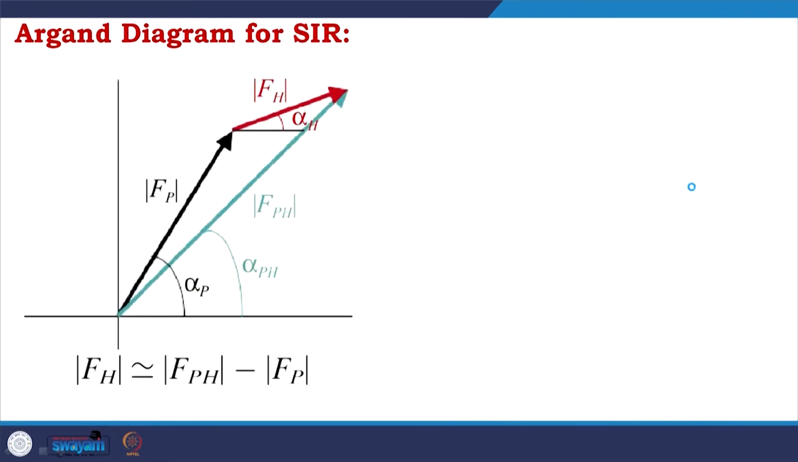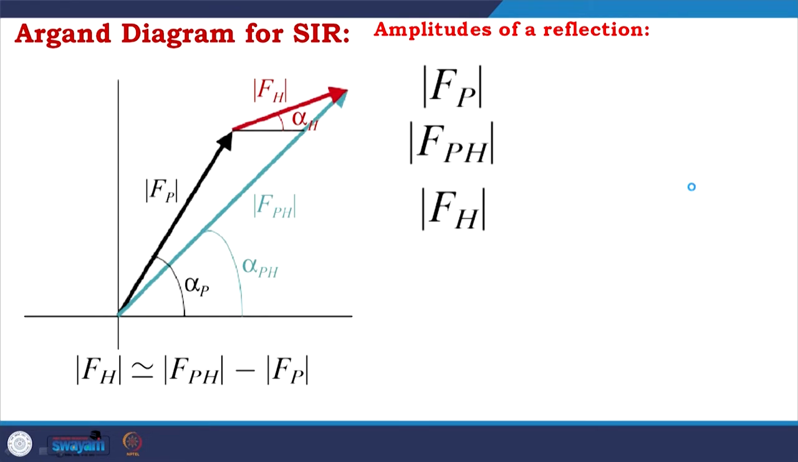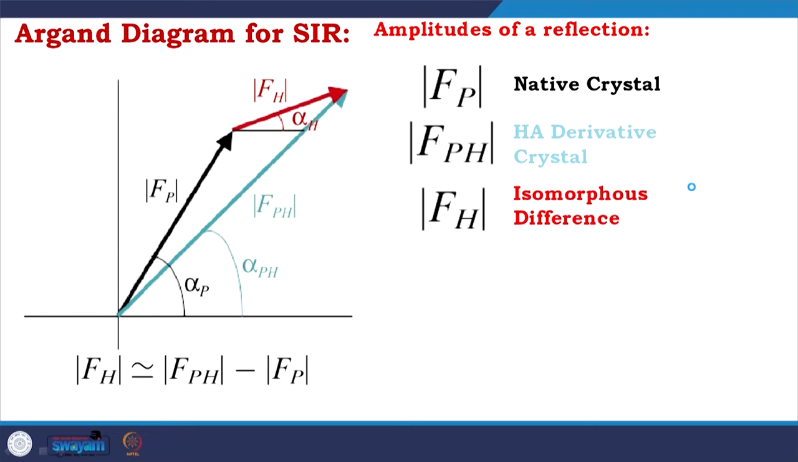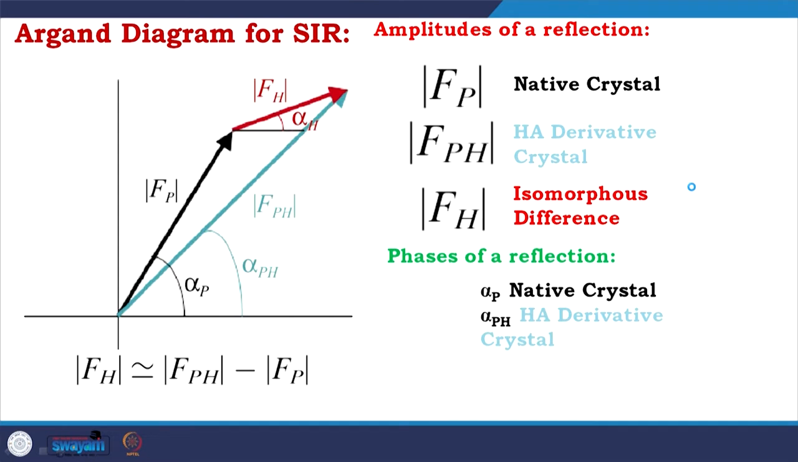Now come to the Argand diagram of single isomorphous replacement. You will see many factors here: the amplitude of a reflection, FP, which is the structure factor of the protein, FPH, which is the absolute value of the structure factor of the heavy metal derived protein, and FH, which is the difference, the heavy metal's contribution. So, FP is the native crystal, the protein crystal, FPH is the heavy atom derivative crystal, and FH is the isomorphous difference, the difference between the heavy atom derivative crystal and the native crystal. Similarly, for the phases, alpha P comes from the native crystal, alpha PH from the heavy atom derivative crystal, and alpha H from the isomorphous difference.